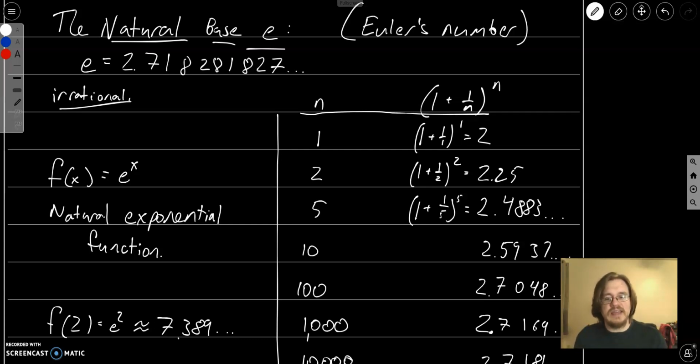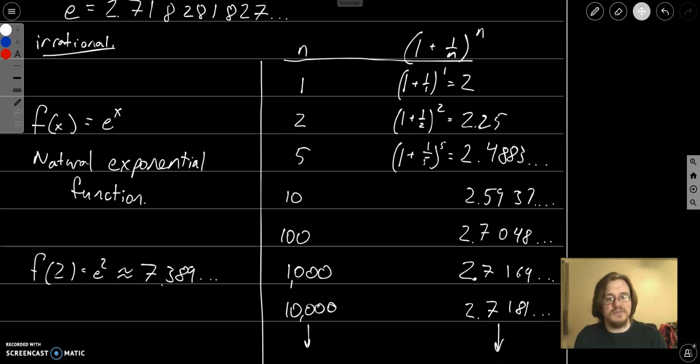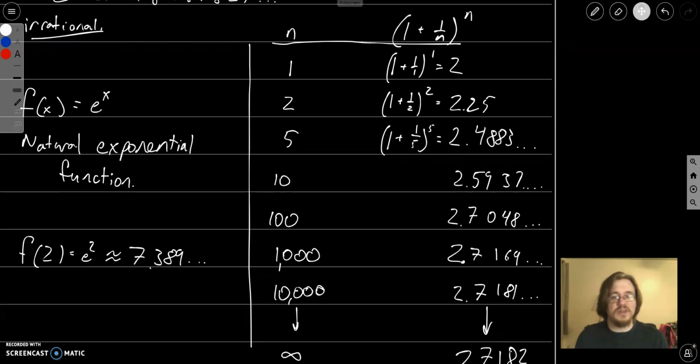However, there is a way to calculate this number, and this is something that you can just plug into your calculator to see the first few steps of. If you take 1 plus 1 over n raised to the nth power, and you start plugging in bigger and bigger and bigger numbers. So if you plug in 1, so 1 plus 1 over 1 to the first power is 2. 1 plus 1 over 2 to the second power is 2.25. If we start going up, plug in 5, you plug in 10, you plug in 100, you plug in 1,000.